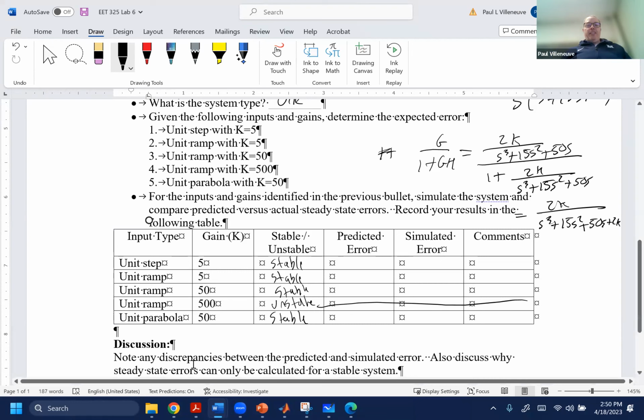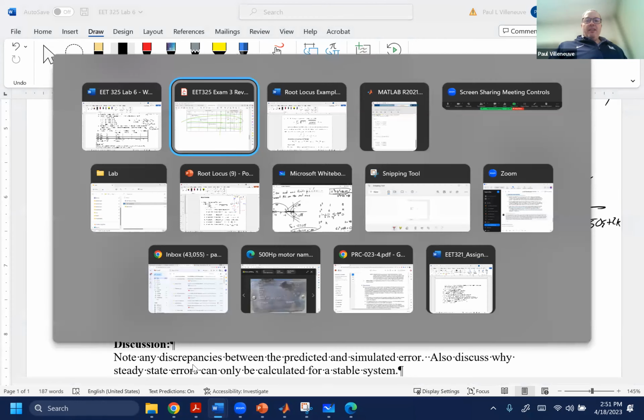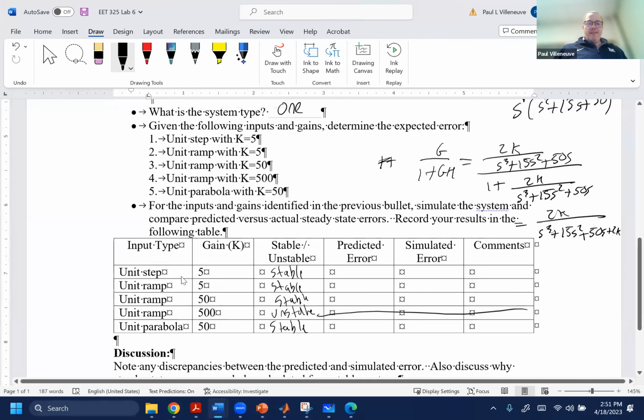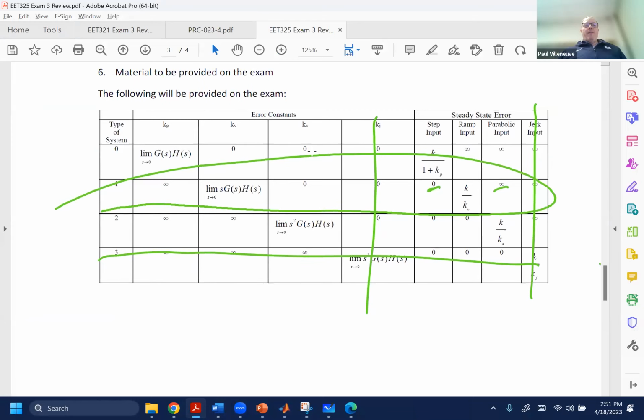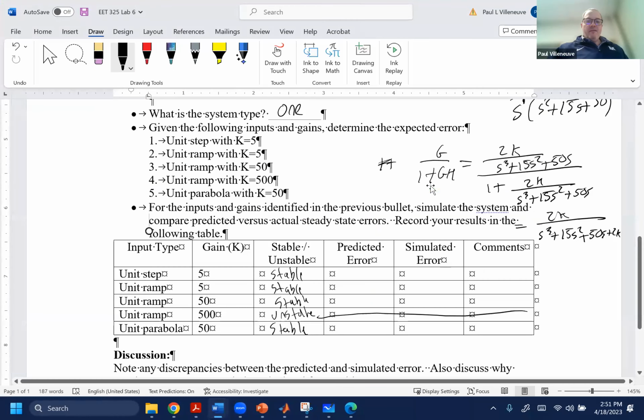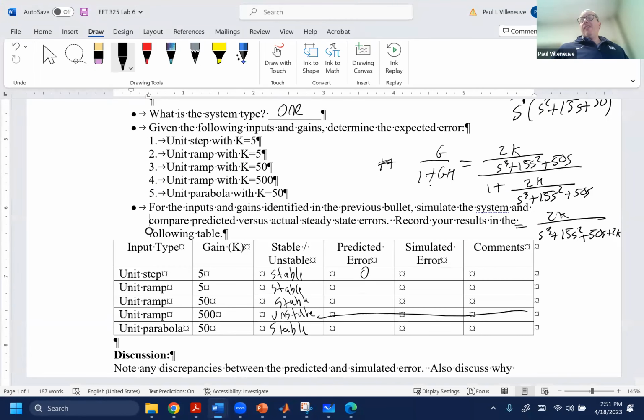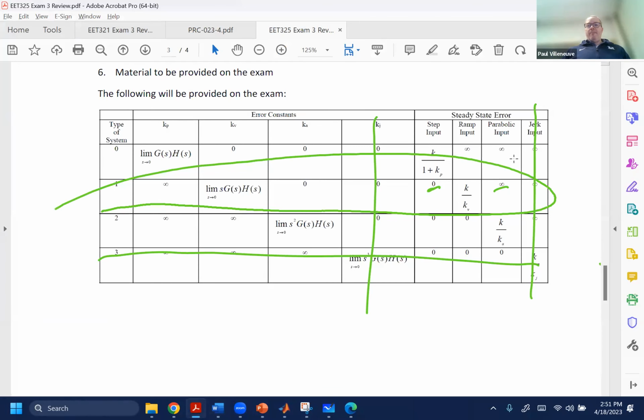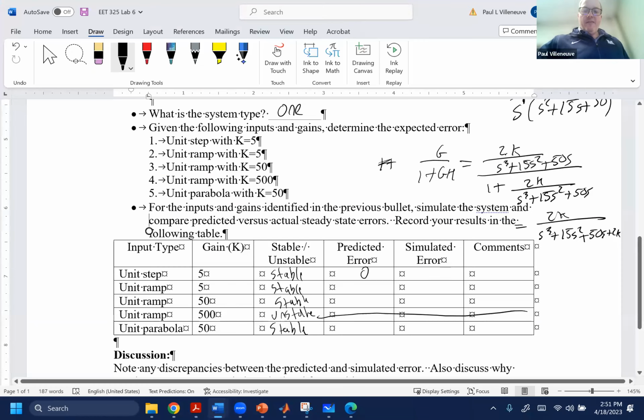So now I can fill in for a unit step. I look at my table. For a unit step, we know that the steady state error is 0. That's our predicted error. Our simulated error you're going to run through, and you should be able to comment on that. The next thing we do is go to a parabolic input. We know that our steady state error is going to be infinity.